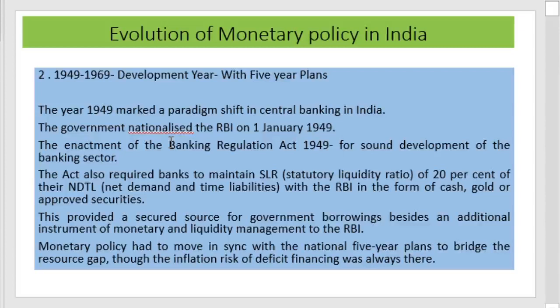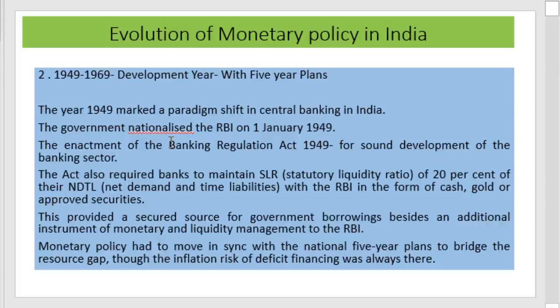Now let us see what happened during the period 49 to 69. This period is defined as the development years, that is, it is with the 5-year plans. And in the year 1949, the central banking system in India underwent a radical change. The Government of India nationalized the Reserve Bank of India on 1st January 1949, and the Banking Regulation Act 1949 was enacted for the sound development of the banking sector.